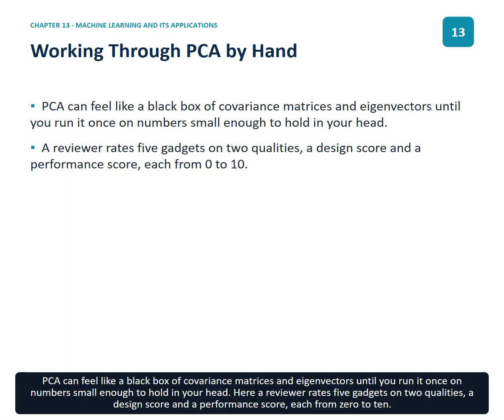PCA can feel like a black box of covariance matrices and eigenvectors until you run it once on numbers small enough to hold in your head. Here, a reviewer rates 5 gadgets on 2 qualities: a design score and a performance score, each from 0 to 10.